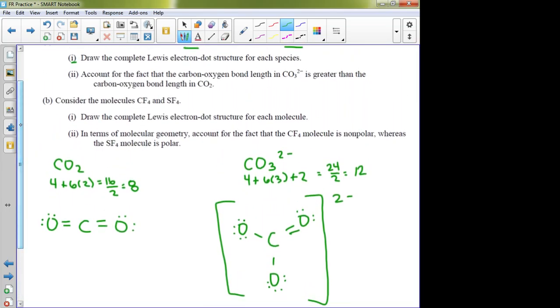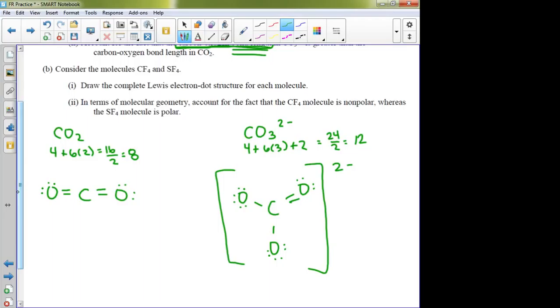B says account for the fact that the carbon-oxygen bond length, notice we're talking about the bond length, okay? Because we automatically start thinking about bond angles, right? They're asking about bond length. Why is the carbon-oxygen bond length, let's just pretend like we're talking about this one.